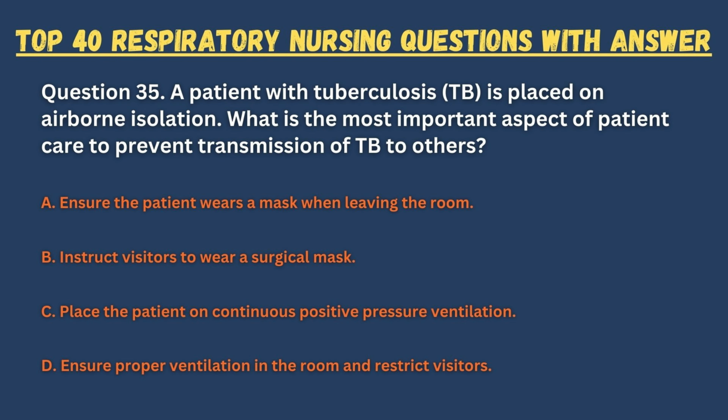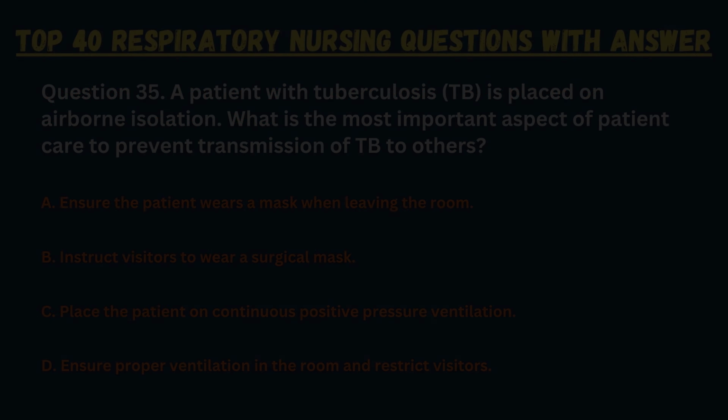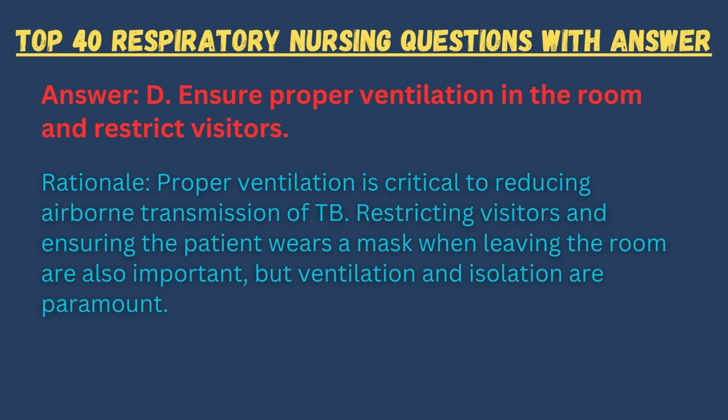Question 35. A patient with tuberculosis (TB) is placed on airborne isolation. What is the most important aspect of patient care to prevent transmission of TB to others? A. Ensure the patient wears a mask when leaving the room. B. Instruct visitors to wear a surgical mask. C. Place the patient on continuous positive pressure ventilation. D. Ensure proper ventilation in the room and restrict visitors. Answer: D. Ensure proper ventilation in the room and restrict visitors.